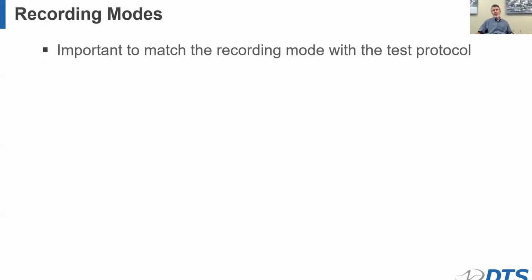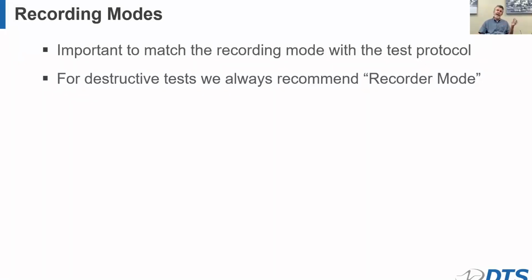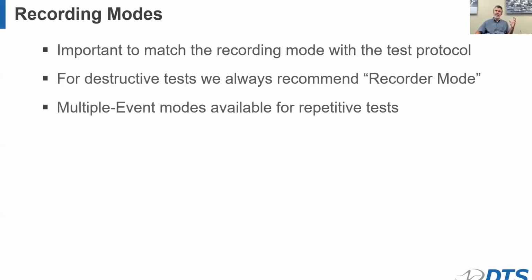What about recording modes? I don't have a lot of time to go into all of the possibilities here, but all of our systems have multiple ways you can store data to the memory when you're actually collecting data. It's important to match the recording mode to the test. For destructive tests, we always recommend what we call recorder mode. We literally start the device recording, and if we get a trigger or a time alignment event, great. And if we somehow miss that, we still have the data stored in memory. That's what recorder mode means.